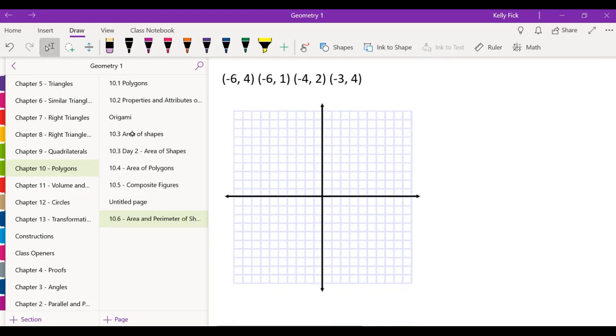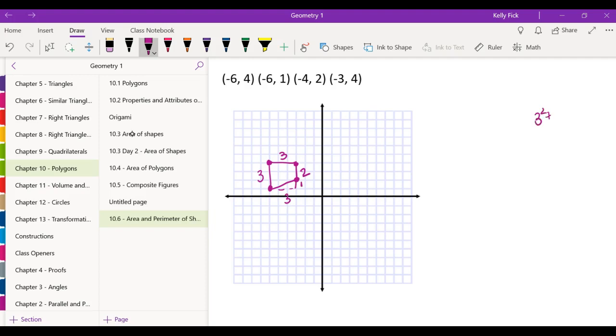Alright, so here we have another quadrilateral. So we have the points -6, 4, -6, 1, -4, 2, and -3, 4. So this is my shape. So I hope you see that's a trapezoid. So for this trapezoid, we know this is 3, this is 3, this is 2. So to find our perimeter, I just have to find this side, which is 3 by 1.